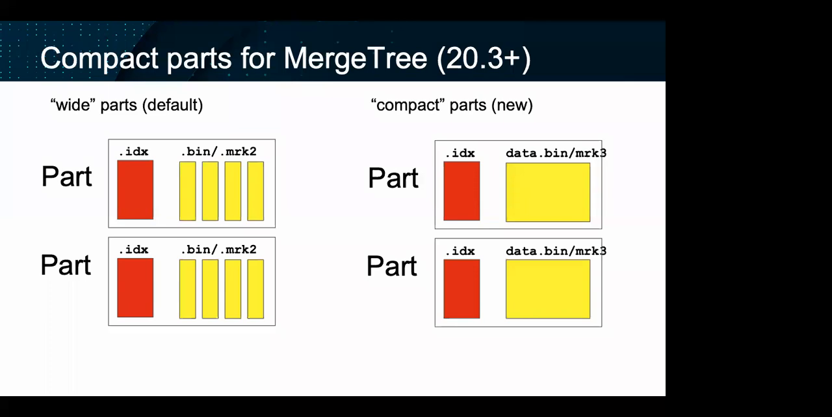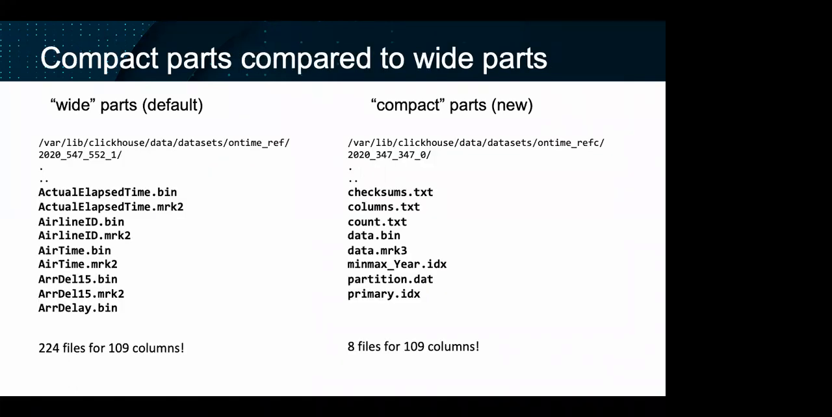Compact parts, which is quite a new feature, allow you to store the same data but in a smaller number of files. The index is stored as before, but the data binary and mark files now store all columns altogether. Internally, it still maintains the columnar structure, but on a file system level, this is just a single file or two files.